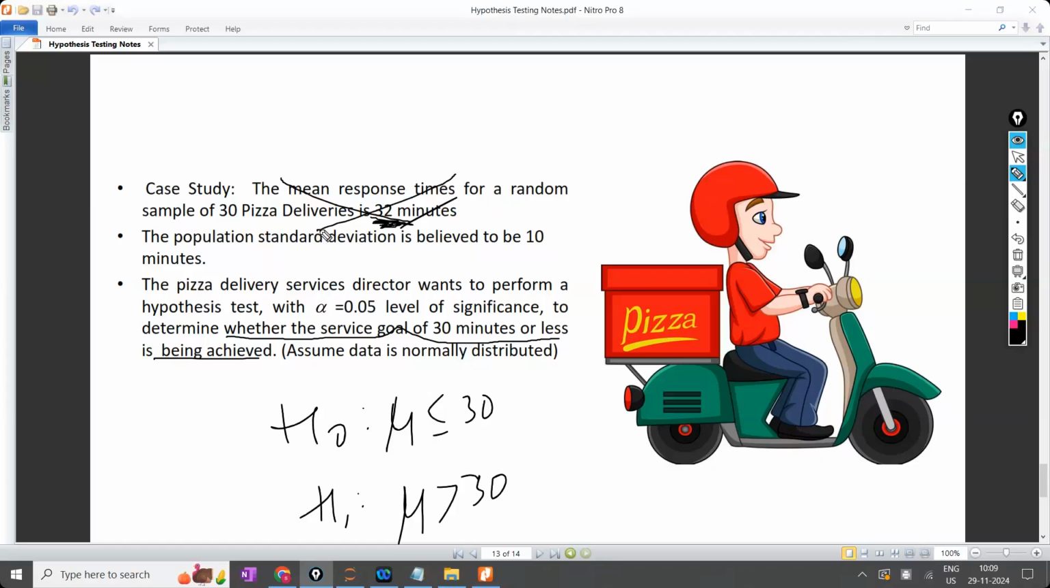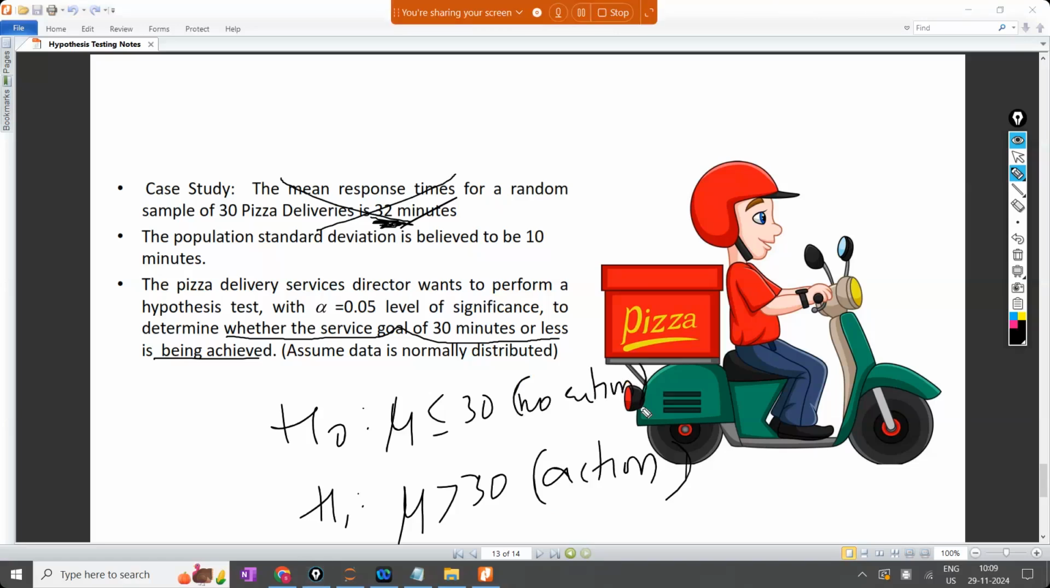What is the answer you have written in your notes? Same answer or different answer? Same? I'm assuming it is a wrong answer. So here, whenever it is more than 30 minutes, we are going to take the action. It is the right answer. Whenever it is less than 30 minutes, we are not going to take any action. The answer is correct. More than 30 minutes, we'll take the action.